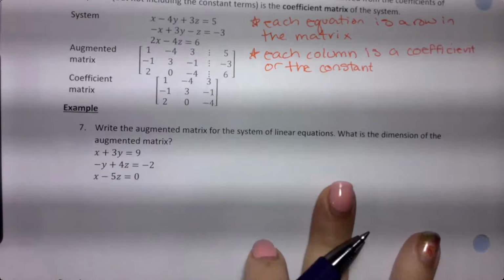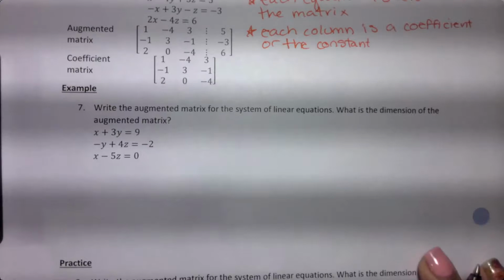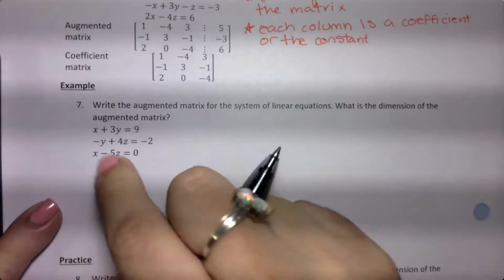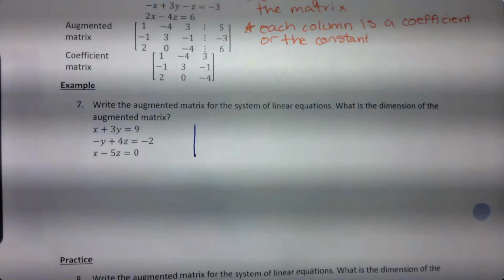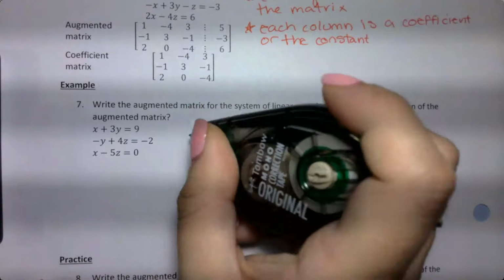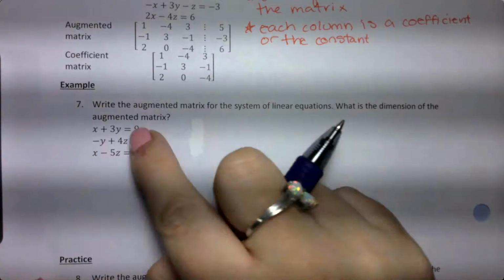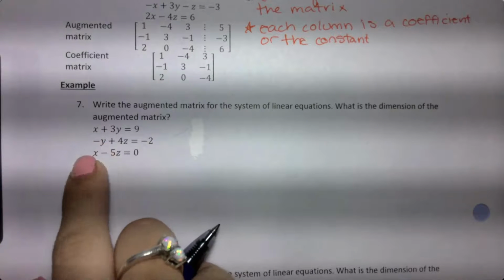On number 7, it just wants me to write the augmented matrix and then give the dimension of the augmented matrix. So if I look closely, I have 3 variables, so I need to have 3 columns. Before I get started on writing my matrix, I'm going to write this out so all of my equations have all 3 variables, so I don't forget the ones that I need to write 0 for. So my letters in these 3 equations are x, y, and z.